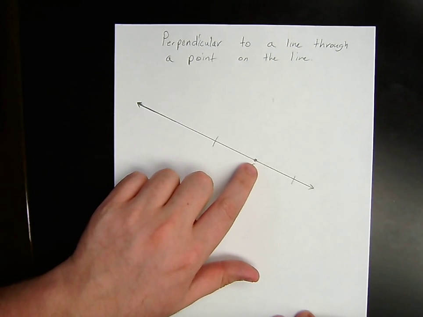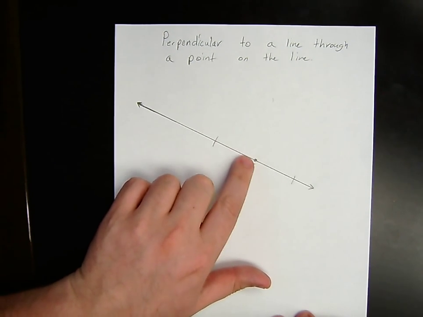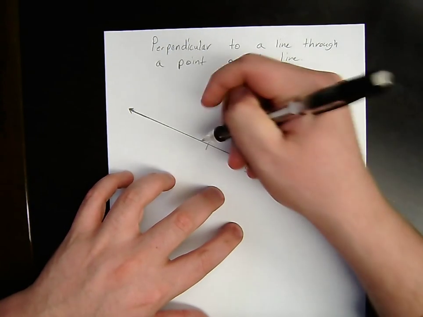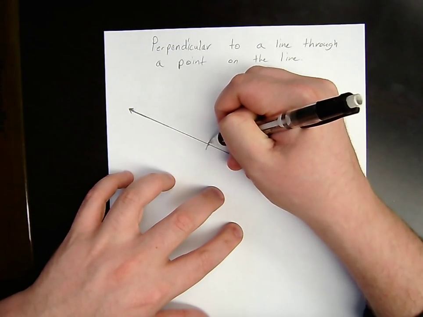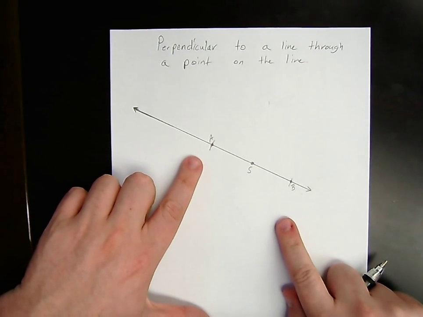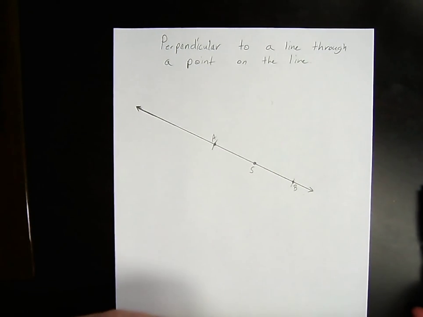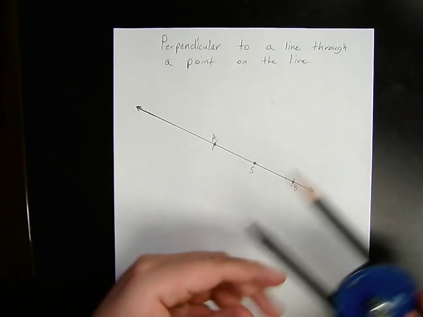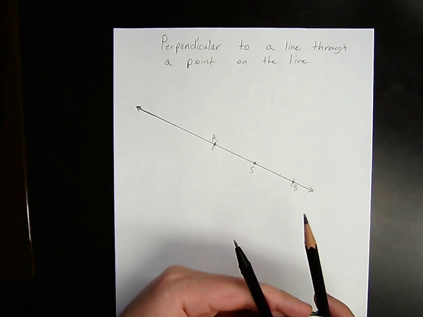I know that if a point is equidistant from the endpoints of a segment, then it falls along the perpendicular bisector. So I know if I construct the perpendicular bisector of AB, this line segment that I just made up, it will go through point S and it will be perpendicular. So now it just becomes the perpendicular bisector construction.